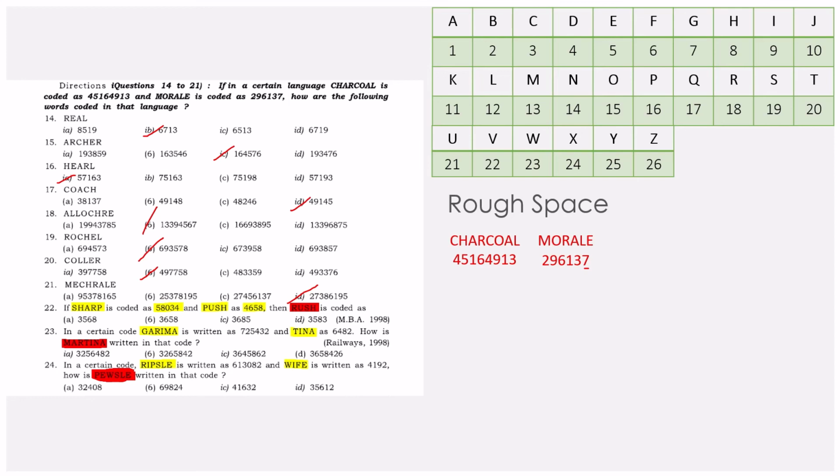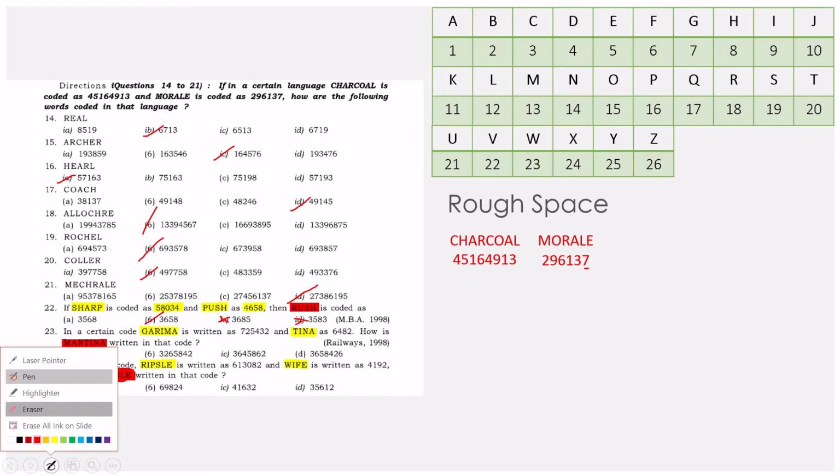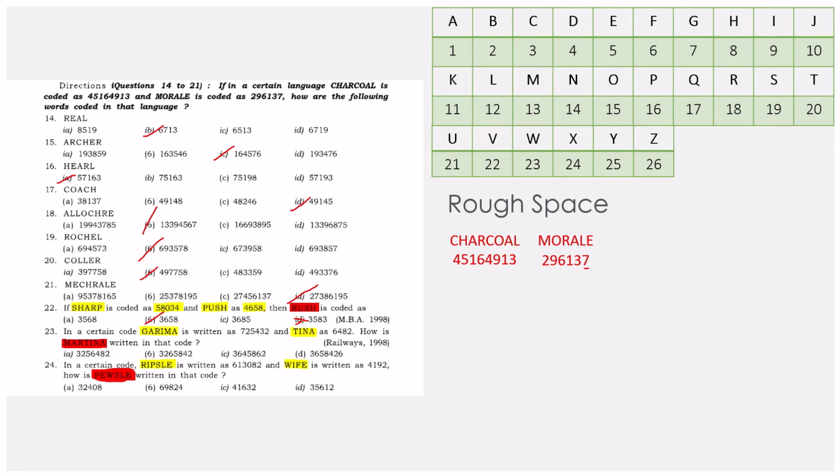So yeah, let's start. Sharp is scored as 58034, push is 4658, and they are asking about rush. So 3333. Okay, in the last 8. These both are eliminated. And next 5665. Just check for the second one. H will be for 8. U, we have to check for U. U is for 6. So option B is the answer. Again I'm saying, if I did anything wrong up till now, just comment in the comment section.